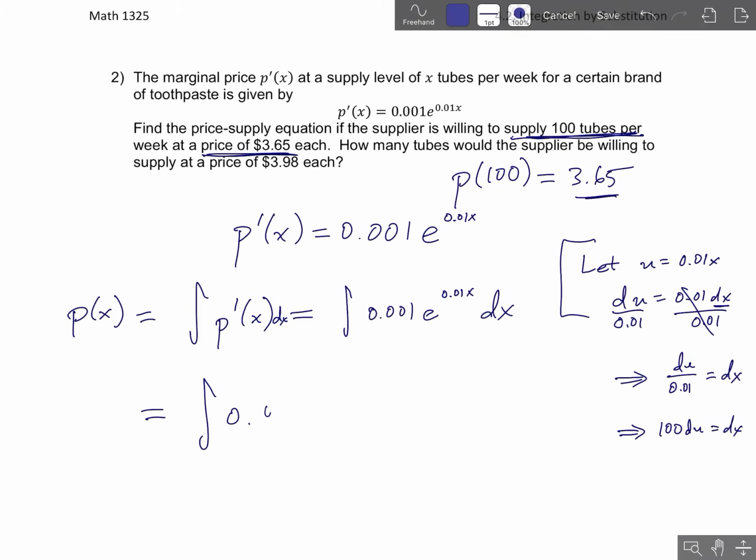But no matter which of those you choose, what you'll end up getting is that we're integrating 0.001 times e to the u, because u is 0.01x. And then the dx I can replace with its corresponding expression in terms of du. I'll just pick the last one because that's a little more convenient. So we found that dx is equal to 100 du, so this dx I'm going to replace with a 100 du.